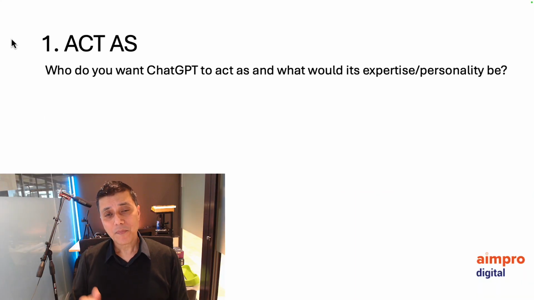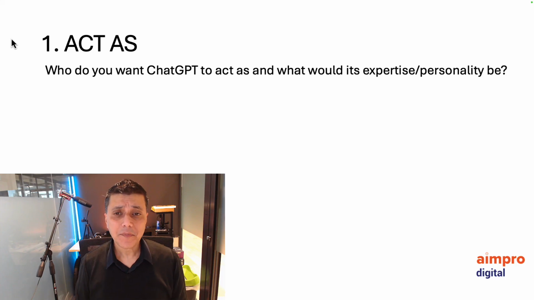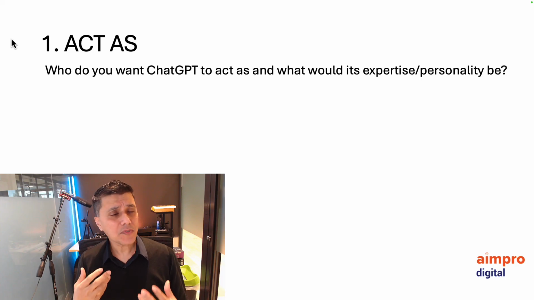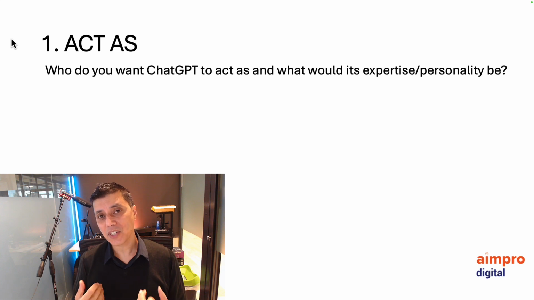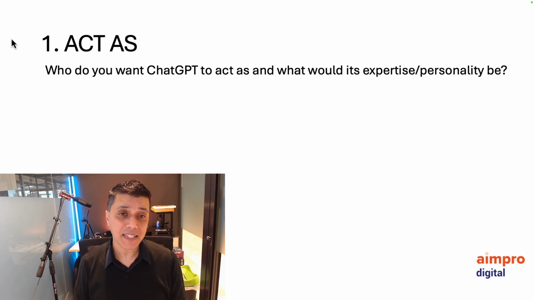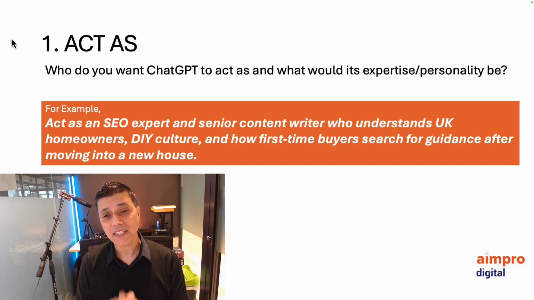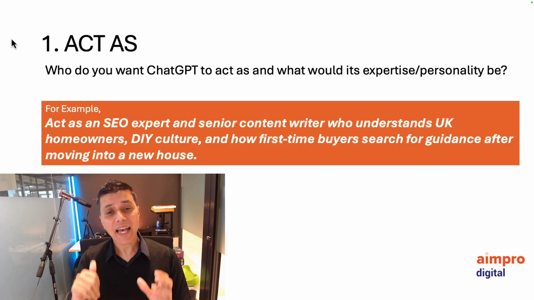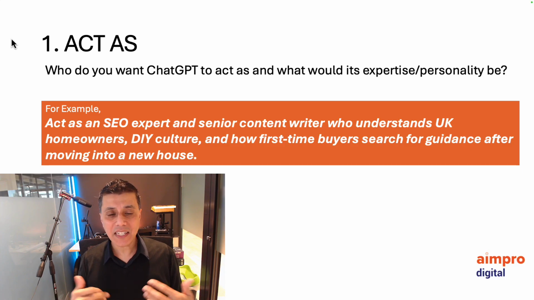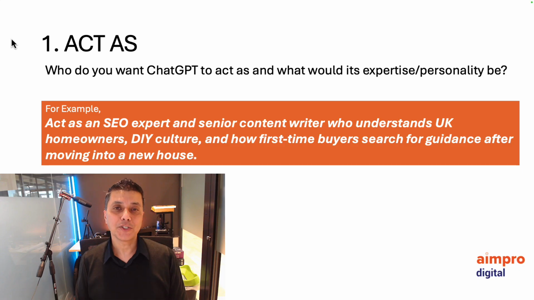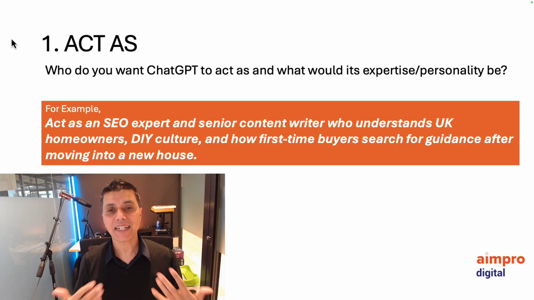So the first step is that you need to tell ChatGPT what you want it to act as. So who do you want ChatGPT to act as, and what sort of expertise or personality do you want ChatGPT to portray when it's writing your blog? For example, act as an SEO expert and a senior content writer who understands UK homeowners, DIY culture, and how first-time buyers search for guidance after moving into a house.